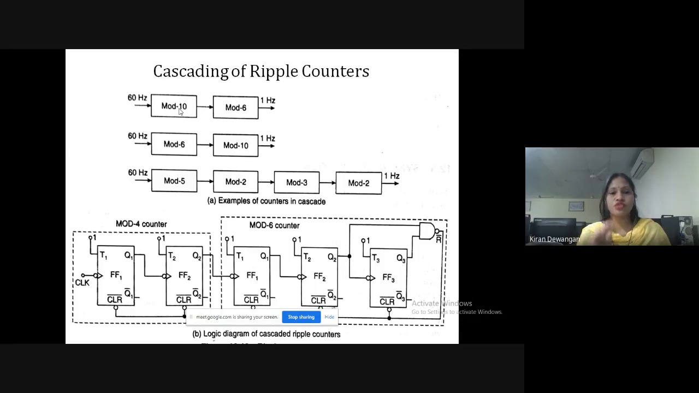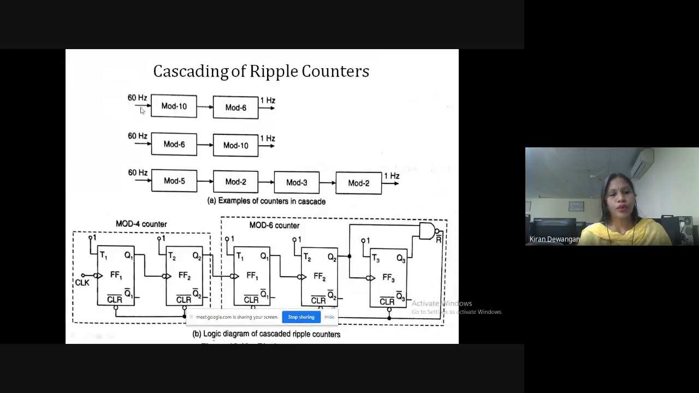That is from 0000 to 1001. 1001 is 9. So we start with 0 to 9. That will be 10 states. Okay, that will be completely of 10 states. And mod 10 is a counter where we'll be having 10 states.